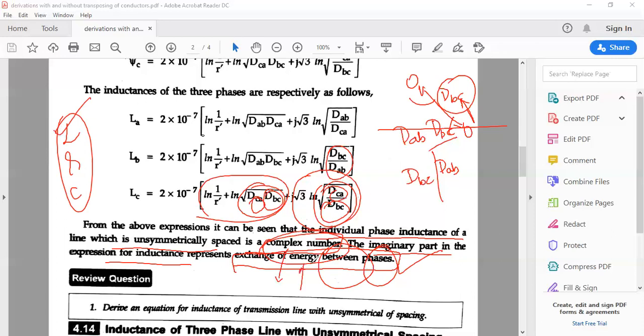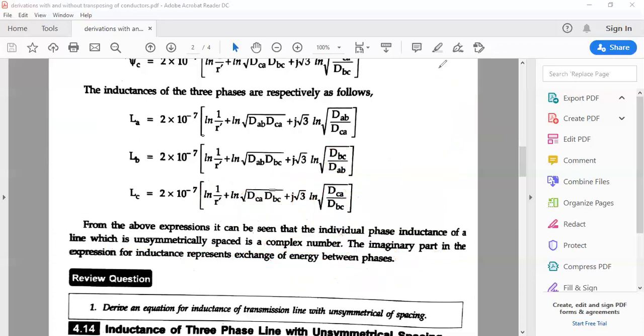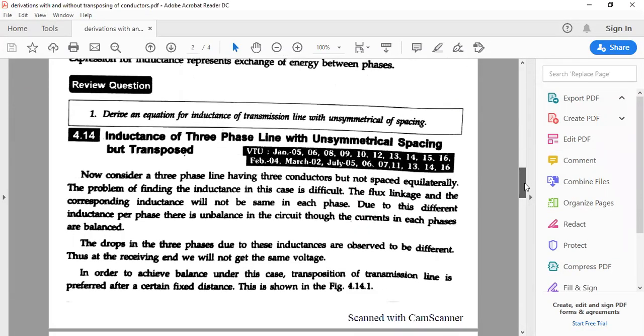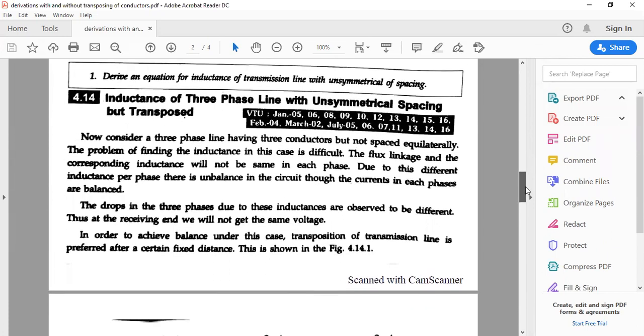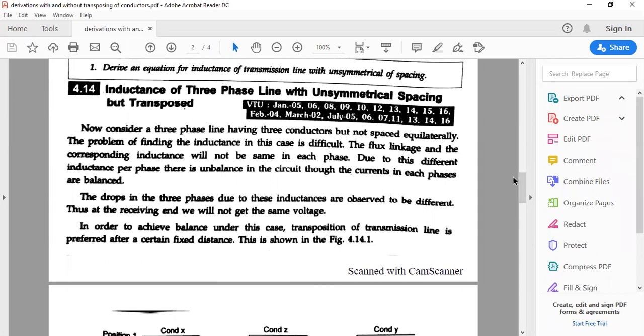That's the reason why we will be having the change of energy or exchange of energy in general. So this was a simple derivation for all the three phases that are being present there. Moving on to the next one, I have the term called inductance of a three-phase line with unsymmetrical spacing but transposed.